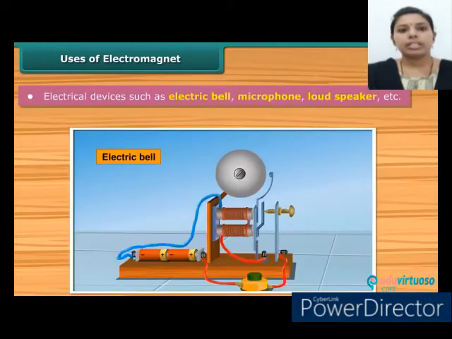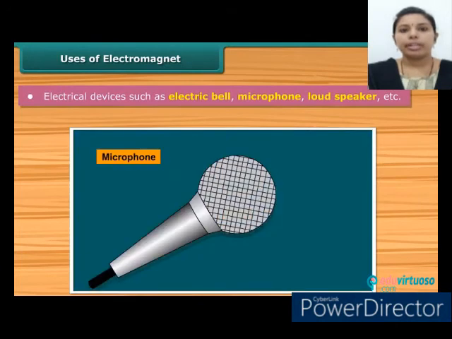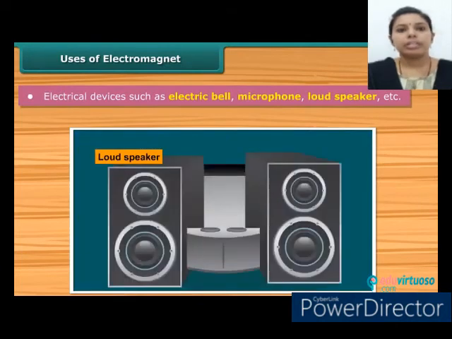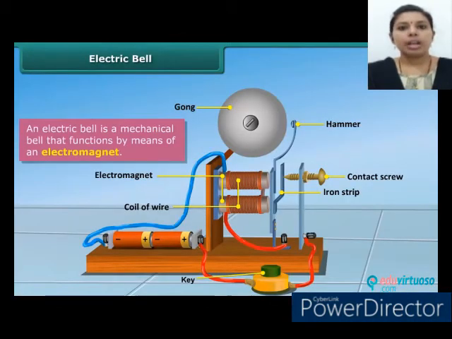Electrical devices such as electric bell, microphone, loudspeakers, etc. make use of electromagnets. Let's now look at the working of an electric bell. It functions by means of an electromagnet.